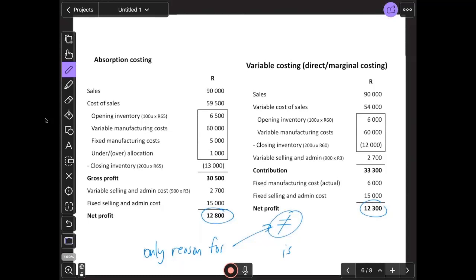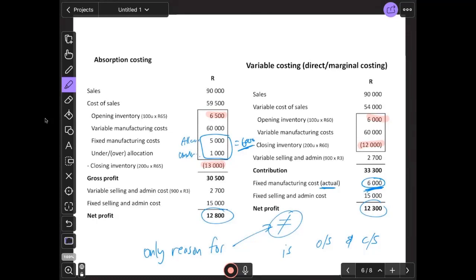You'll see in variable costing, our fixed manufacturing overheads is the actual. We always show the actual there. There's no over or under allocation. It's actual. And if you look here, it's also 6,000 because we've got our allocated and we've got our under allocation. So it's 6,000, 6,000. It's the same. And everything else is the same apart from opening inventory. That's not the same. And closing inventory. That's not the same. So there you can see what the difference is that you need to show in the reconciliation.